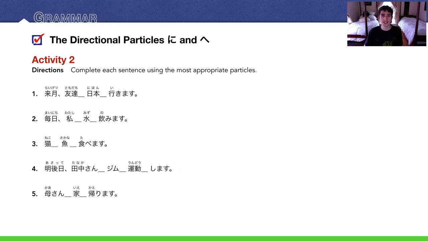Activity 2. Complete each sentence using the most appropriate particles. This kind of activity you see very often on the JLPT, so this is good JLPT practice. Pause the video, try it on your own. I'm going to warn you that if you try this on your own, there are multiple particles that you could use for multiple answers, multiple places you can put different particles. So I'm going to show you on the next slide when I show the answers. I'm going to put a slash and show you which particles can go where. All right. I'm going to start this right now.